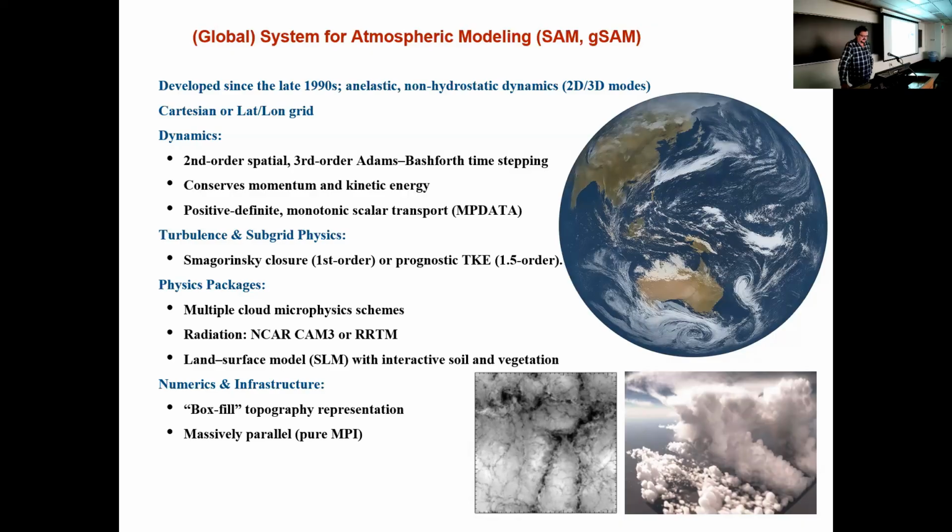It has a variety of physical packages, different microphysics schemes, two radiation schemes, and also a land surface model with interactive soil and vegetation developed by my former graduate student, Jun Lee. It turned out to be a very good land surface model. It also has topography, which is a box-fill kind of representation, so it's not terrain-following topography; it can actually simulate buildings, for example. And it's massively parallel using pure MPI.